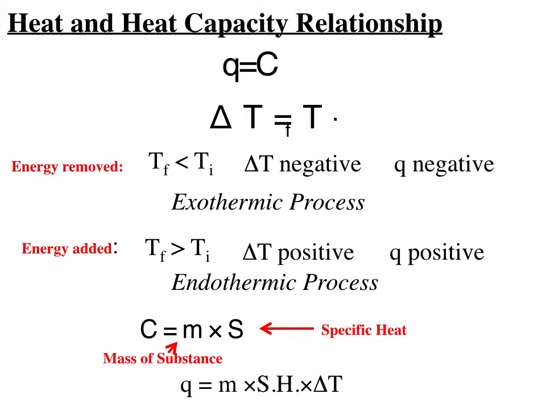So if we substitute for C that it is M times SH, then we have a simple expression for the heat energy content of a sample, or how the temperature changes in the sample with change in heat energy content. And that would be that Q is equal to M times SH times delta T for that material.